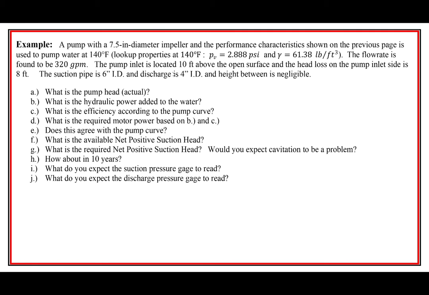And the pump inlet is 10 feet above the open surface. And the head loss on the pump inlet side, we've already done that, is 8 feet. So we don't need to calculate that, but we could from our minor and major losses. The suction is a 6-inch ID, and the discharge is a 4-inch ID. And the height between the inlet and the outlet is negligible. So first we want to find out what the pump head is going to be.